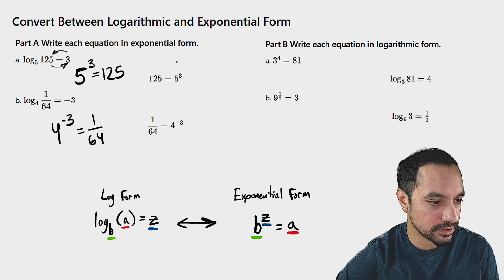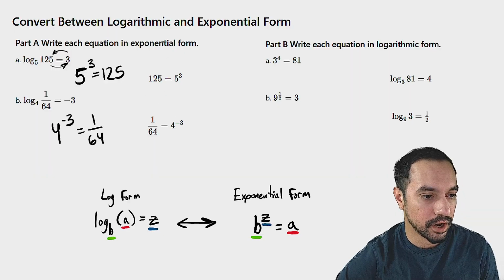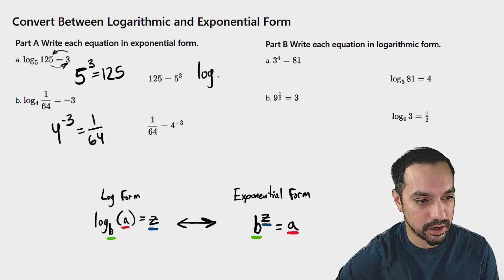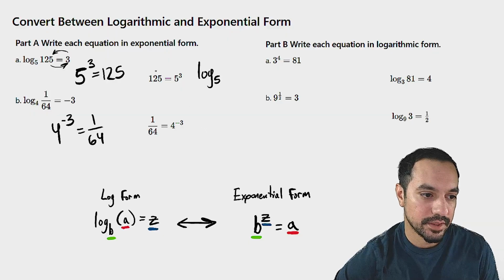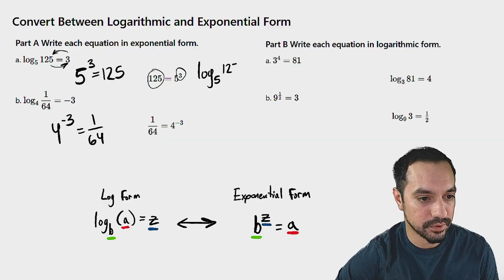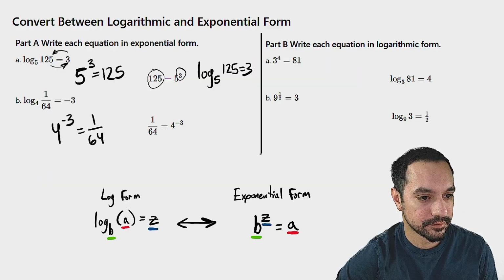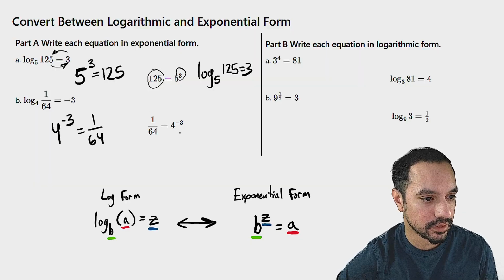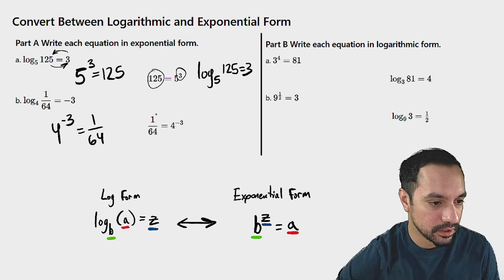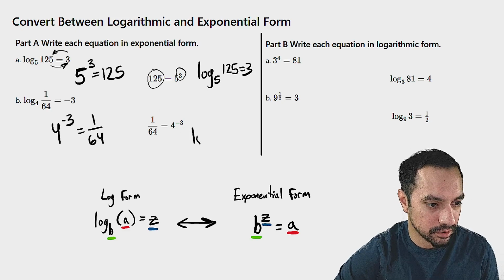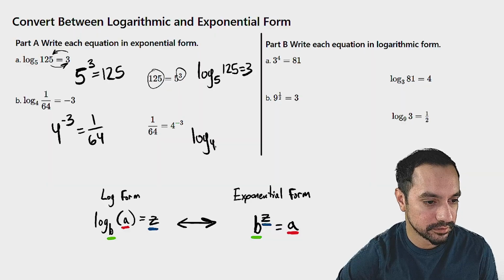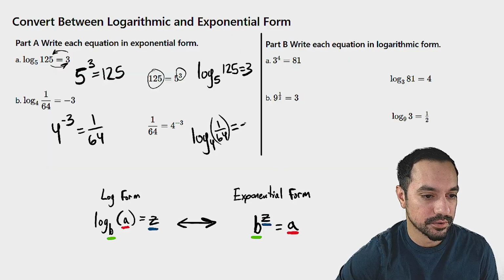All right, let's go ahead and work out these. My base is 5, so I want to start with my base. Log base 5. And then the 125 and the 3 are going to swap. So log base 5 of 125, that's my new argument, and it's equal to 3. All right, same thing over here. So log base 4 of 1 over 64, this is my argument in parentheses, equals negative 3.